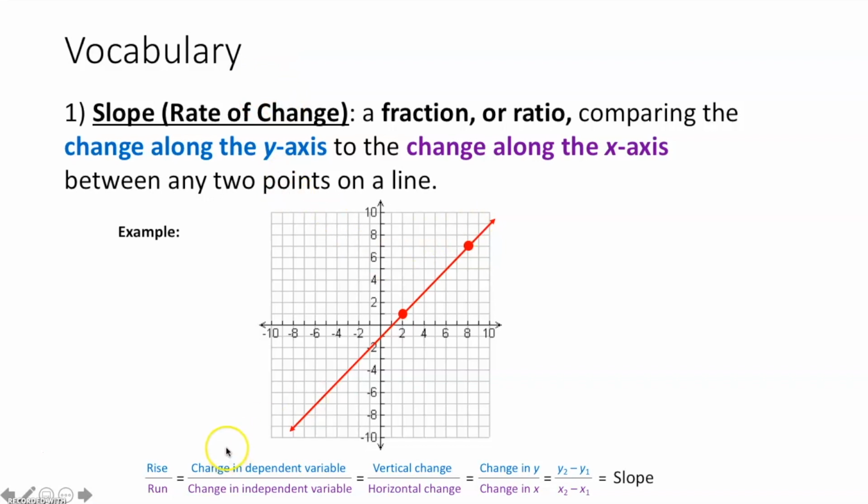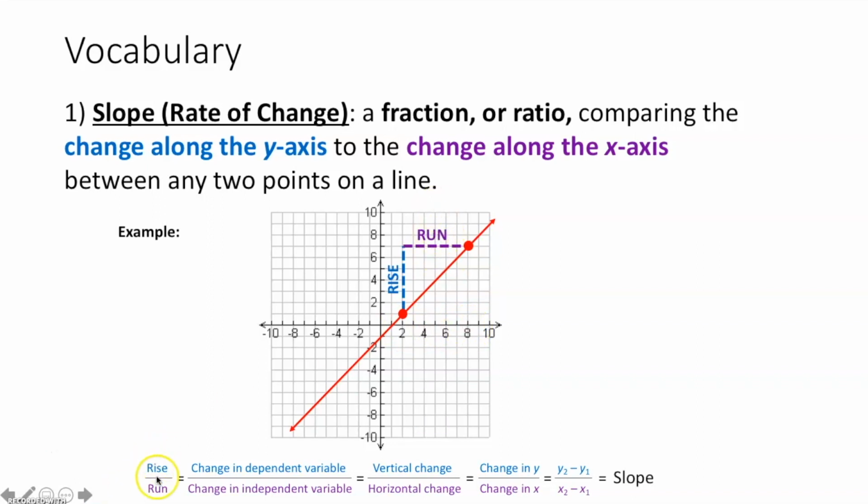How do we determine what the slope or rate of change is? Well, it's the rise over run. What does that mean? Well, the rise is the change along the y-axis between these 2 points. So these 2 points go from a y value of 1 to a y value of 7. So that would be the rise. And then the run would be the change along the x-axis between those 2 points. So the run goes from an x value of 2 to an x value of 8. That would be the run.